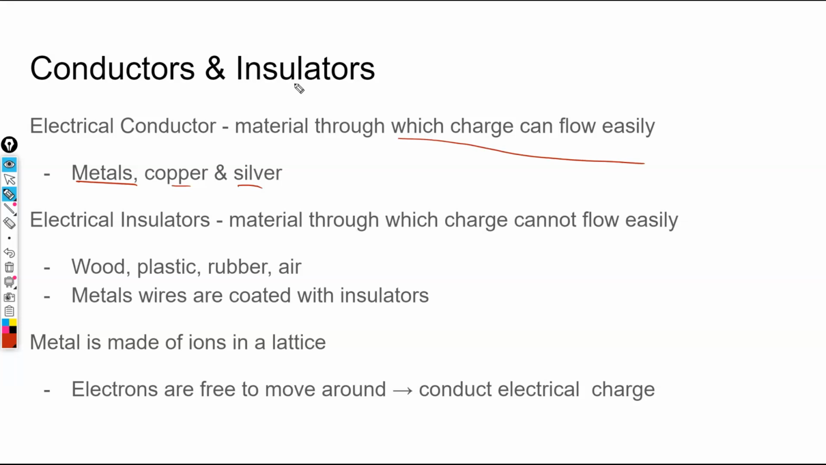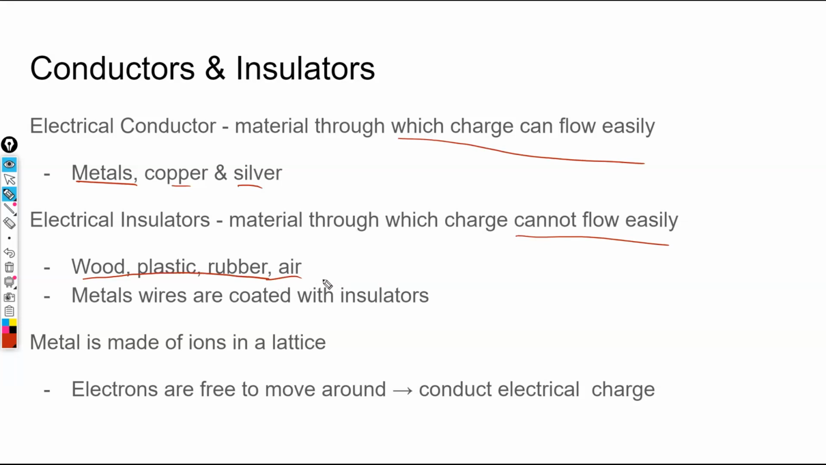While the exact opposite of a conductor is going to be an insulator, that's just material through which charge cannot flow easily. That doesn't mean there is no charge at all. That just means the charge cannot flow as easily. That's the biggest point to understand. There might be some residual charge flowing through, but not as much as conductors. Some examples are your woods, your plastics, your rubber. Air is an insulator too.